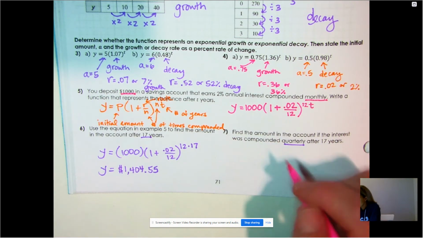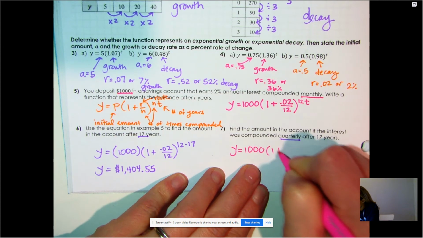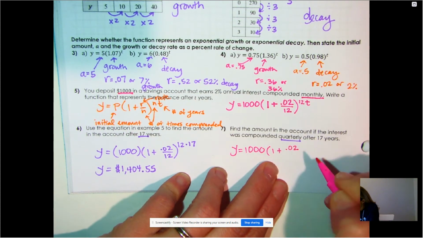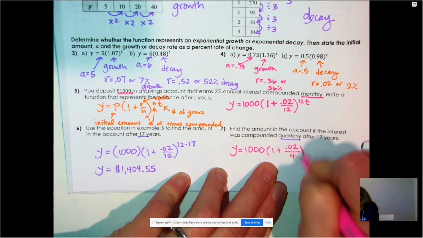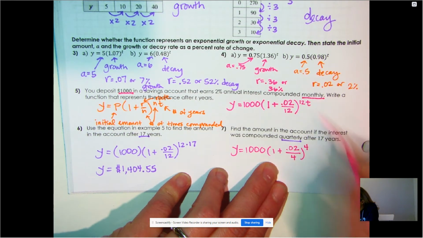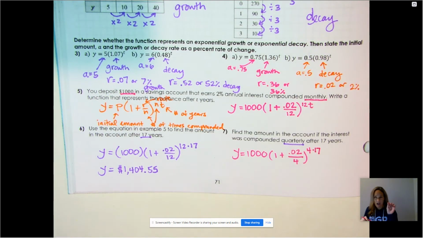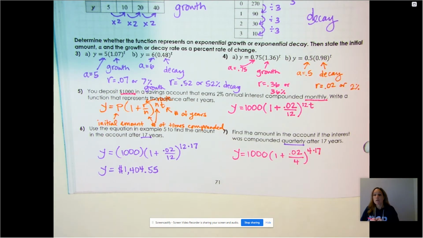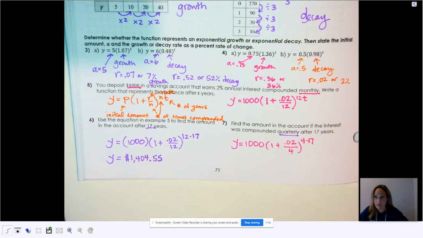So I'm going to copy the same exact formula. Y equals 1,000 times 1 plus 0.02, it's 2%, that's right. And then I am only compounding it 4 times a year. And then I'm still going to do that for 17 years. Okay, that's a little dot for times there. That's not a decimal. So I'm going to switch back over to Desmos, and we're just going to change our numbers just a little bit.